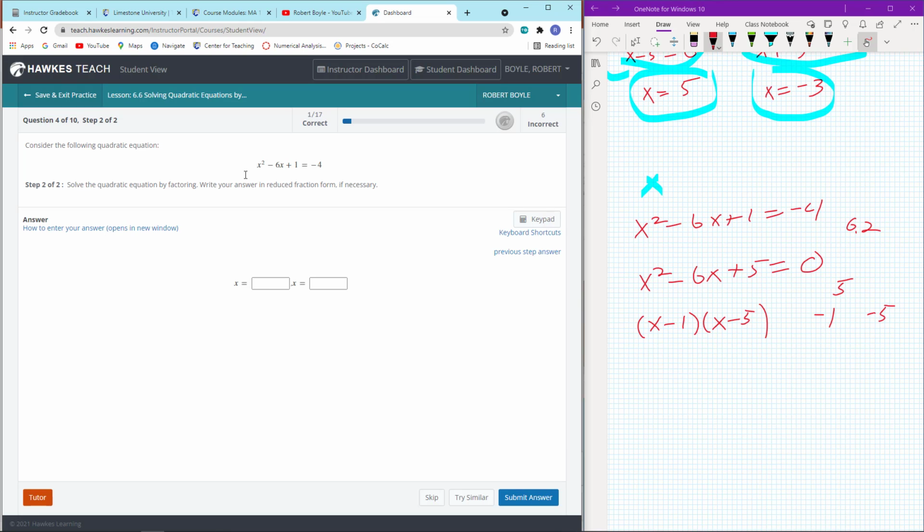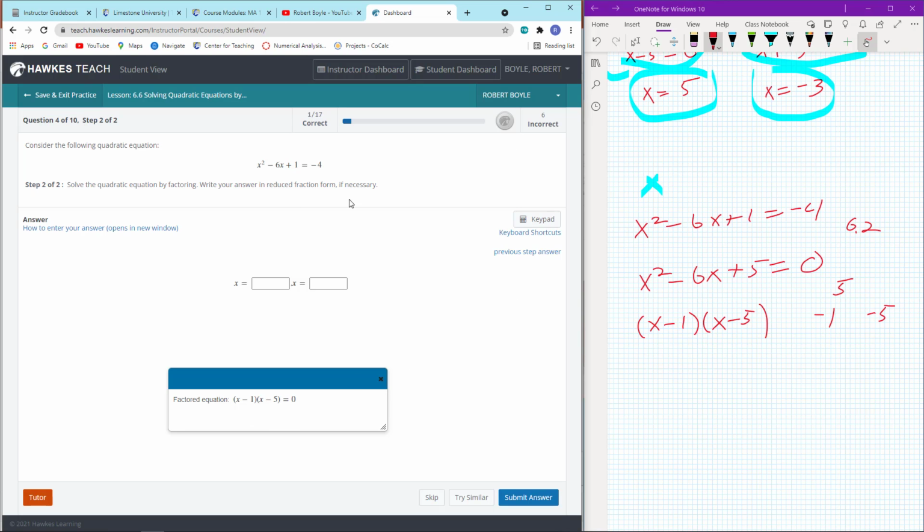And so now we need to factor it in our two solutions. Now, if you don't recall what you did, or if you didn't have it written down here, of course, you can hit previous step answer, and it will tell you what your previous step was. So here, we have the product of x minus 1 and x minus 5 is equal to 0.